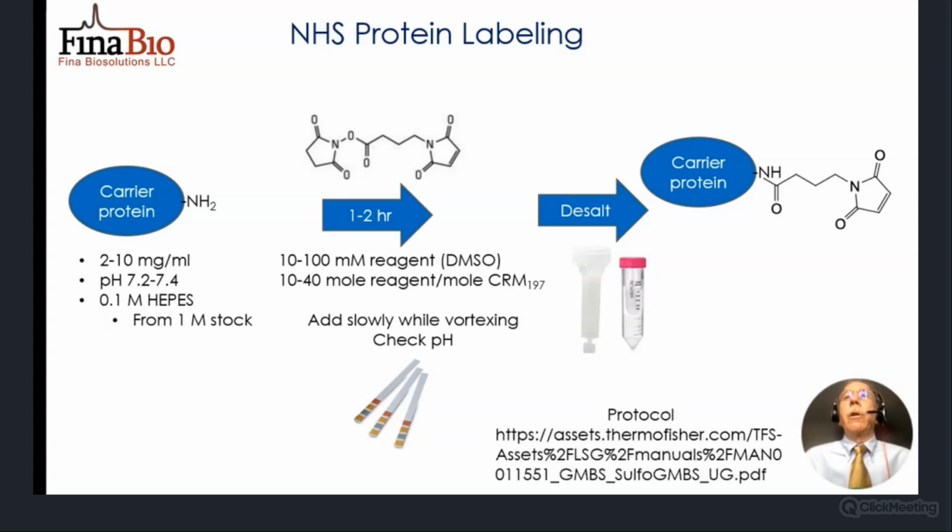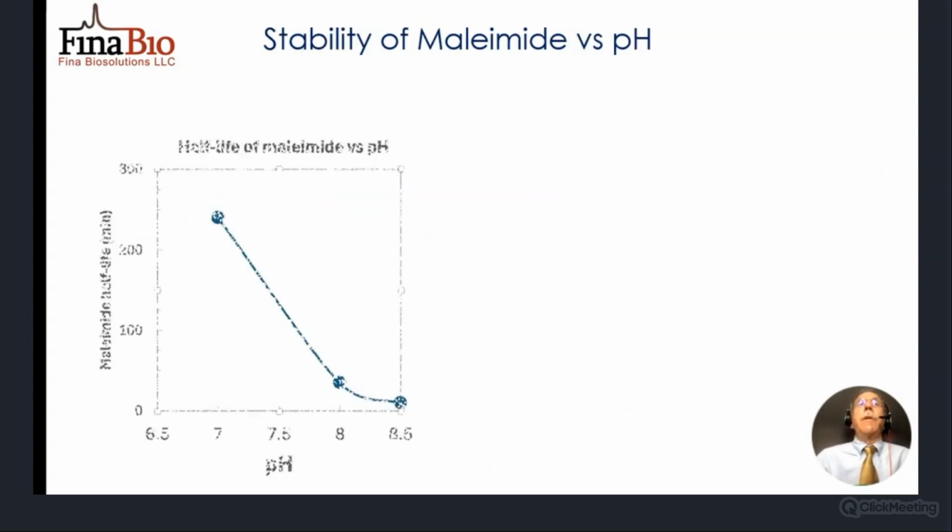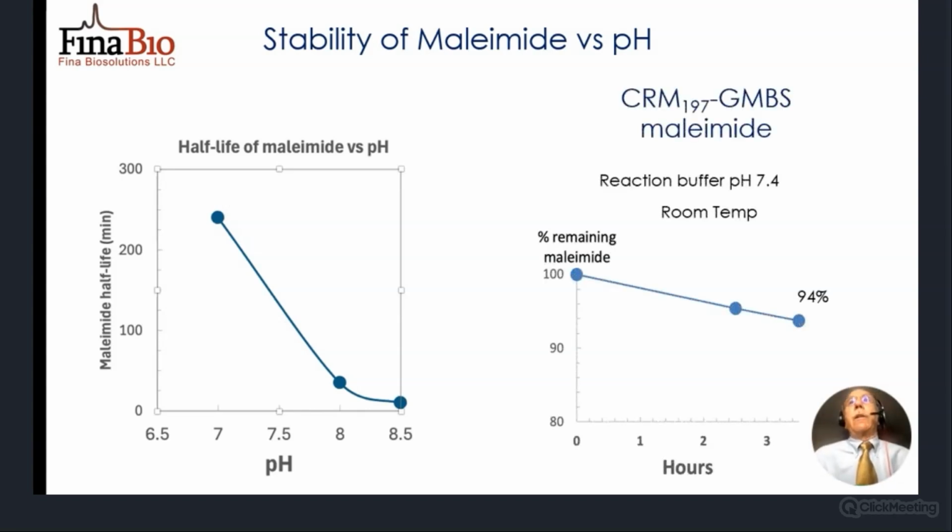This is a protocol from Thermo Fisher. The maleimide group is pH sensitive. In particular, as you get above pH 7.5, the half-life really becomes unworkably short. But as long as you're in the range of 7 to 7.5, you have plenty of time to work with it. And in fact, maleimide GMBS labeled CRIM, even after 3 hours, has only decreased by about 5%.